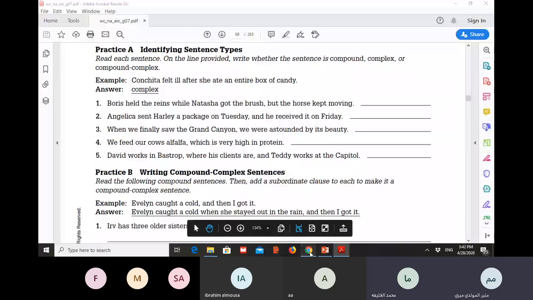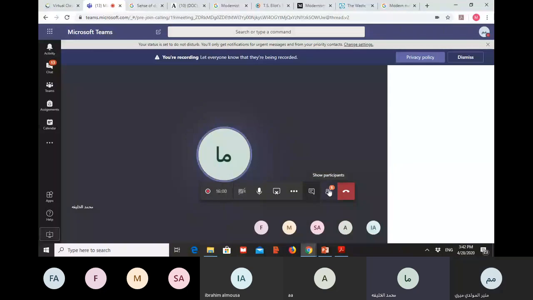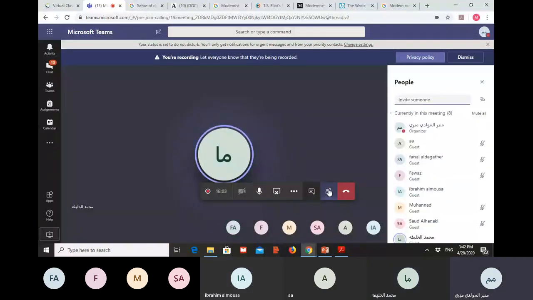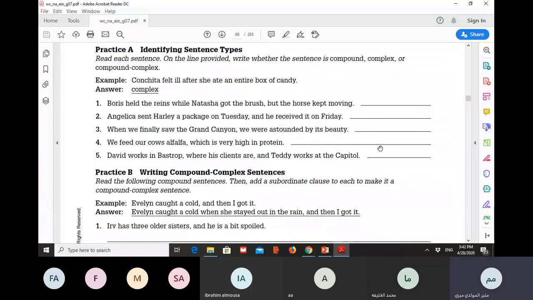Conchita. Hold on, please. Wait a minute. I heard a person saying, "Teacher, we stopped at question 4." Question 4. We are going to restart from the beginning because last time we did that orally. Now we are going to write the answers. Yes, please.